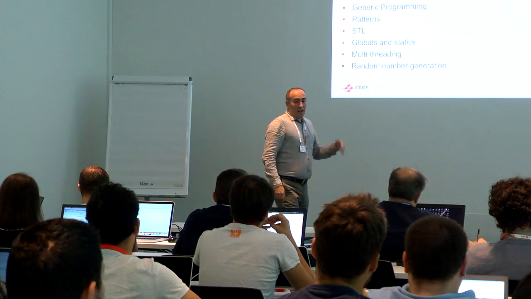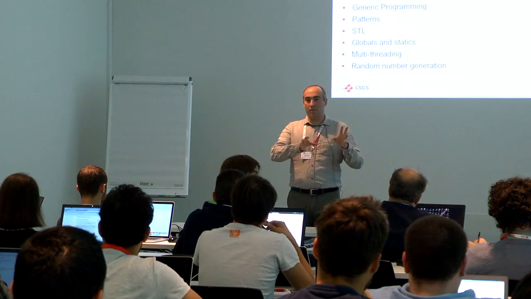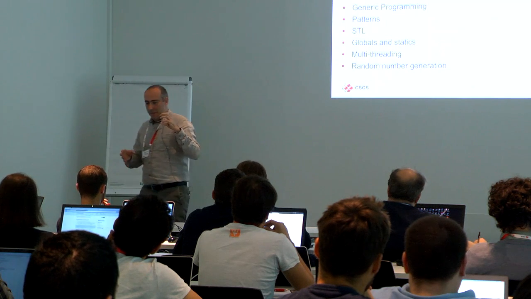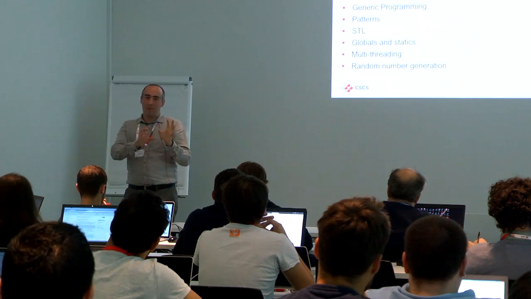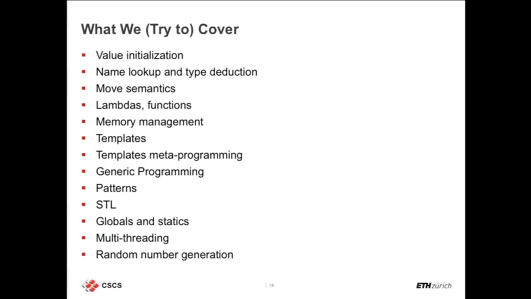Global variables and static initialization. This is something that is kind of off topic for all the rest of the course. It's like a self-contained thing, but it's very, very useful because it can be extremely confusing what's happening there. And we go into multithreading, and also some light random number generation. I suppose that, being scientists in here, you need random numbers at some point in your life.